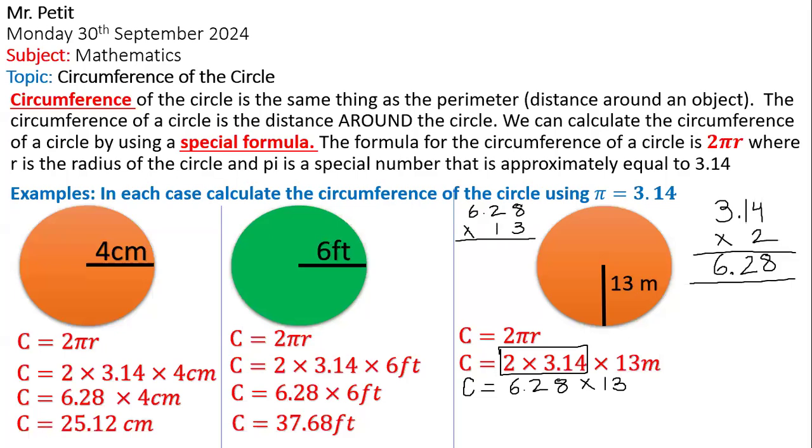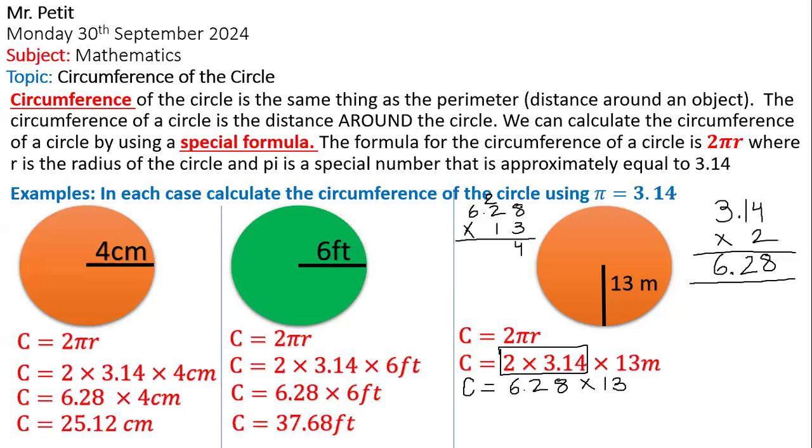3 times 8 is what? 24. Good. We put the 4 down and the 2 above. By the way, before I give my answer, what do y'all have? 81.64 meters. That's what y'all are saying, 81.64 meters. All right, let's see if they're right.